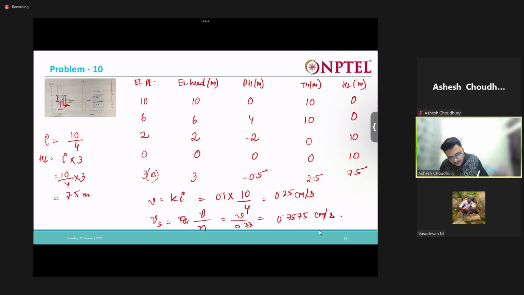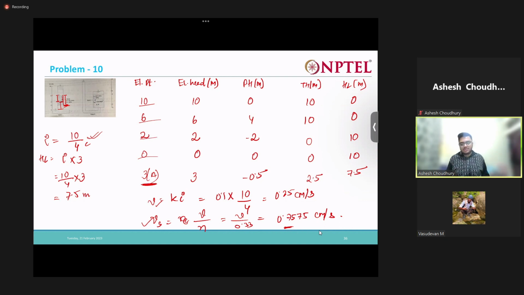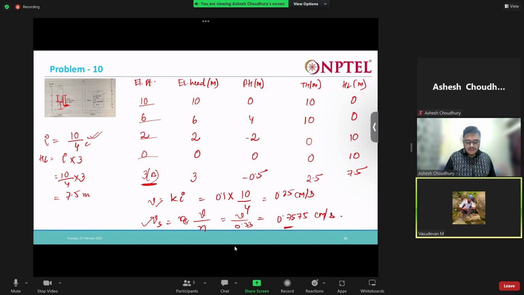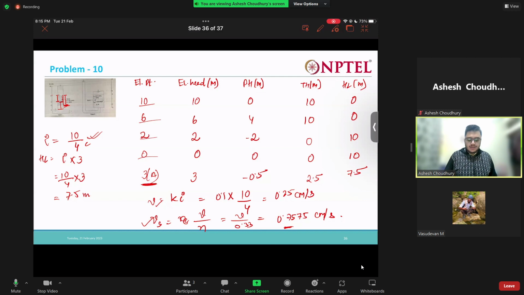See, for all these points it's very easy to calculate everything. The main point is for the midpoint, for point A, how will you calculate? We first found out the hydraulic gradient. For the hydraulic gradient we found out the head loss, and from there we could fill up the complete table. Using this hydraulic gradient we could also calculate the superficial velocity and the seepage velocity, and we can again see that the seepage velocity is always greater than the superficial velocity. With this we will end today's discussion.